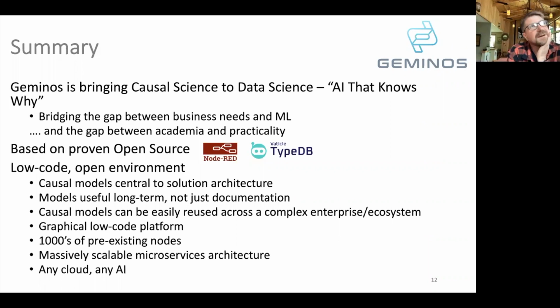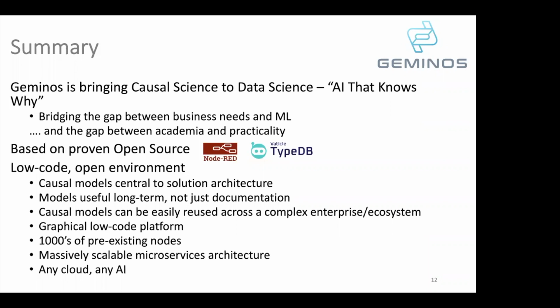Yeah, and I didn't really dwell on it, but there are existing tools. We're really not going to build a Python library that does causation, because there are other ones that are already there.